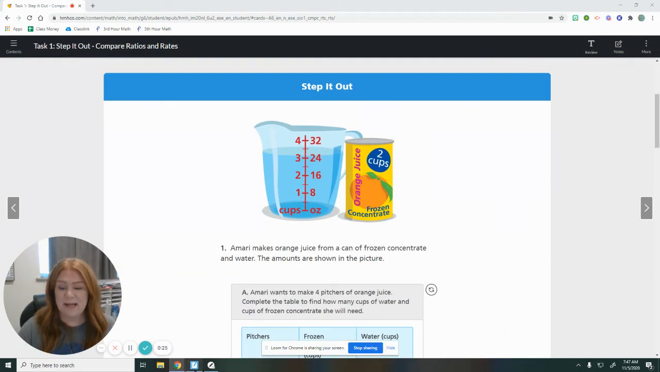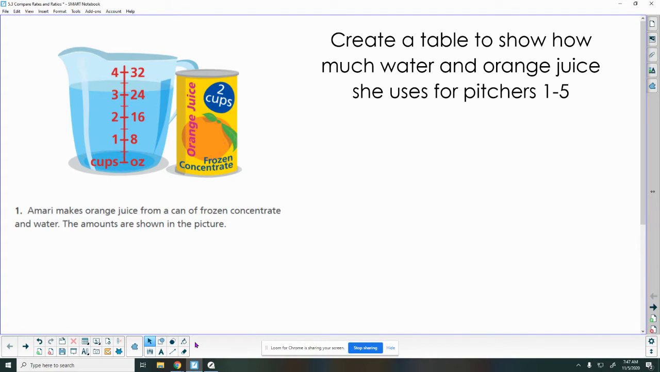So let's go ahead and take a look at task 1 here. In task 1, it tells us that Amari is making orange juice from a can of frozen concentrate and water. The amounts are shown up above. So we are going to make a table to start with here. Go ahead and make sure you have a paper and pencil and are creating this table with me.